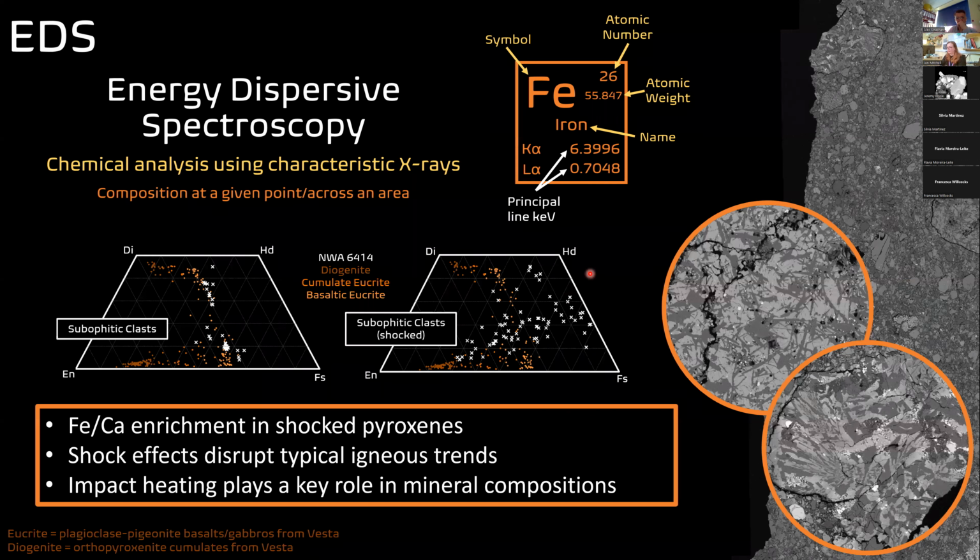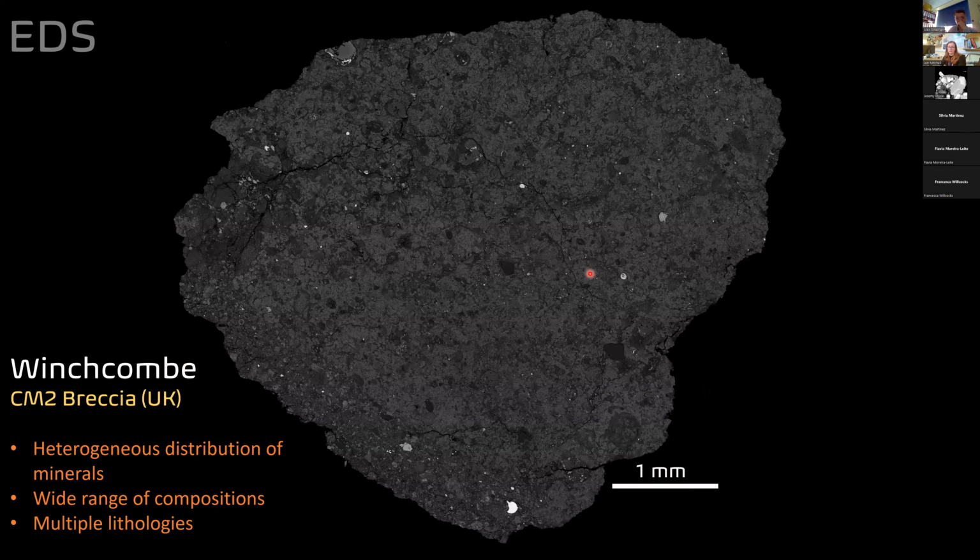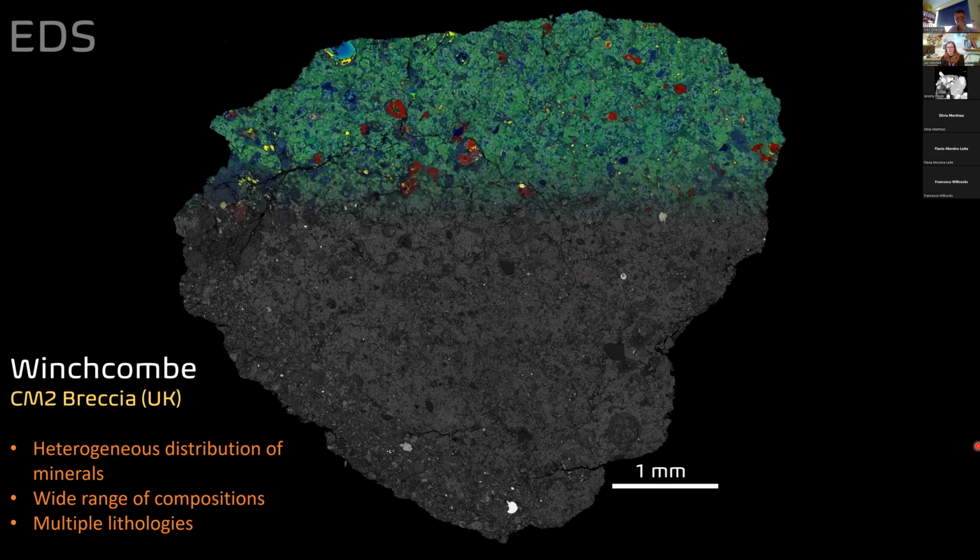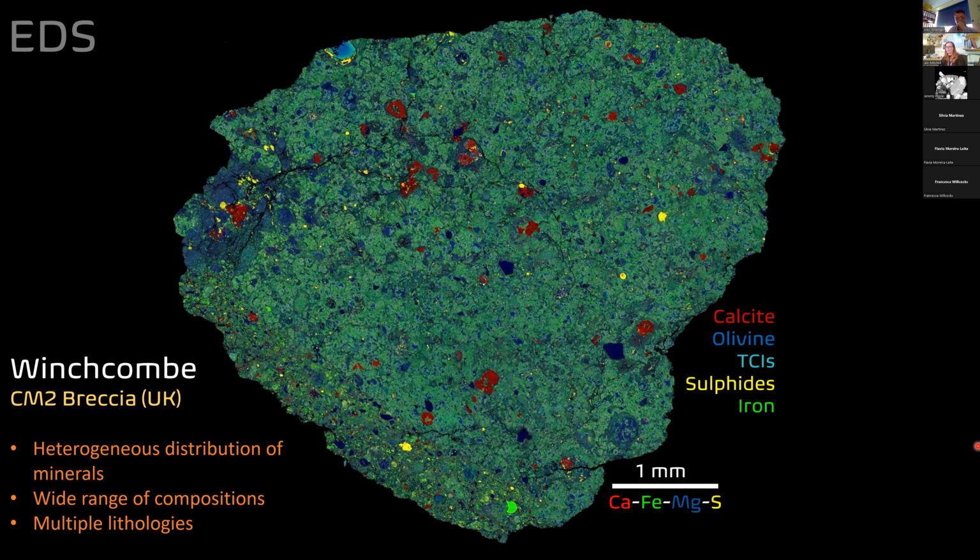Yeah, so like I said, we can do EDS in a single point or across an area. So this is our little piece of Winchcombe. This is the backscatter map for it. We've been working on this since it landed, pretty much. And if I overlay the EDS map, we can combine different elements to pull out different things. This is a calcium, iron, magnesium, sulfur map. That's basically pulling out the difference in the matrix. So all these greens and teal colors in the background were what we were interested in in this particular one. We've also got calcite in red, as well as some accessory phases.